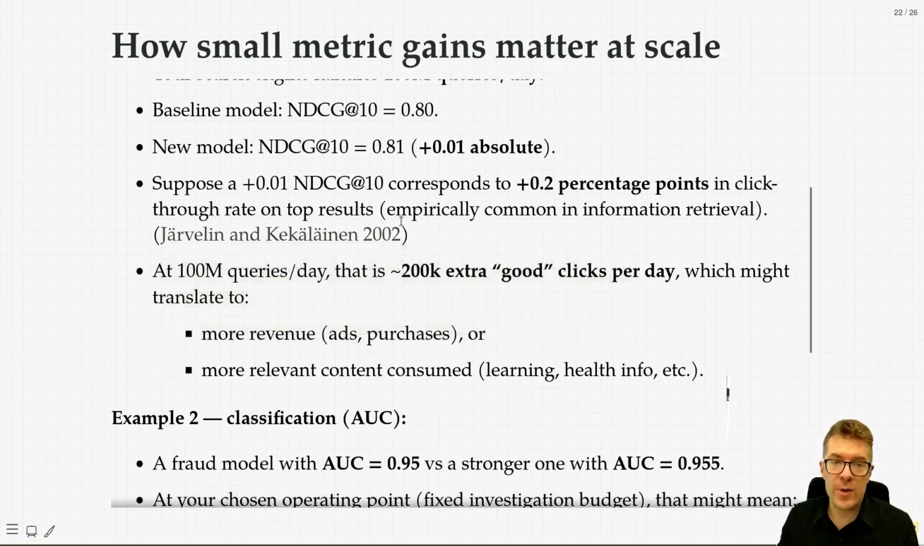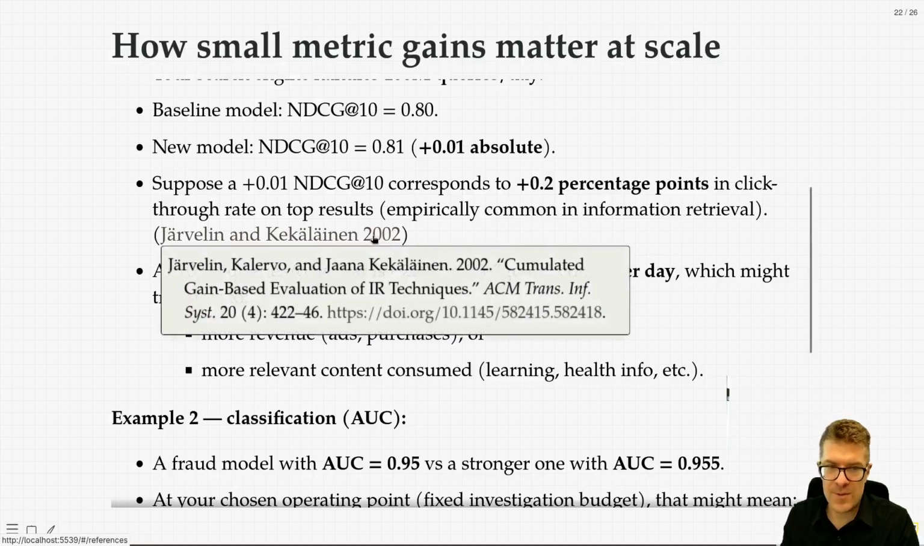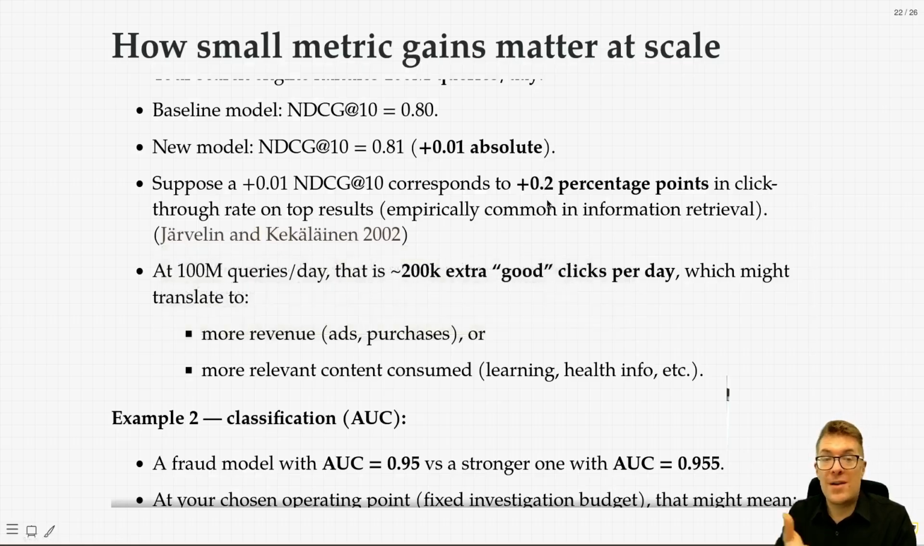So if we have 100 million queries a day, and we have just a small increase of 0.01 in NDCG, which results in a 0.2% increase in click-through rates, which again seems to be within the realm of feasibility, that translates to 200,000 extra good clicks per day. Now, that means more revenue. 200,000 clicks can mean more revenue from ads and purchases, or maybe you're gathering users to your platform and onboarding them. So 200,000 is suddenly not so small a number after all.